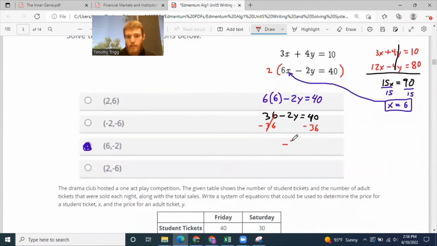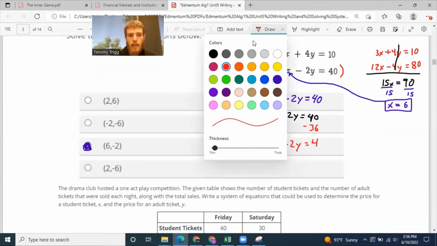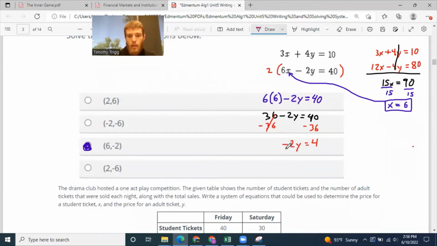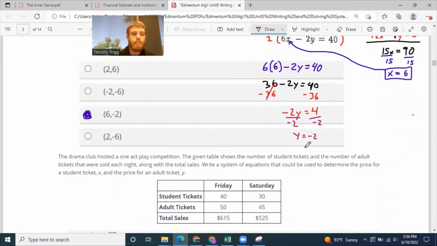Giving us negative 2y equals 4. Divide both sides by negative 2. And that'll finish solving for y for us. Y is negative 2. There you go.